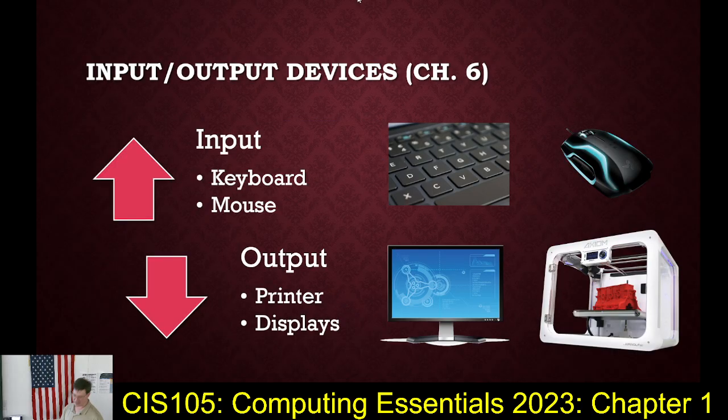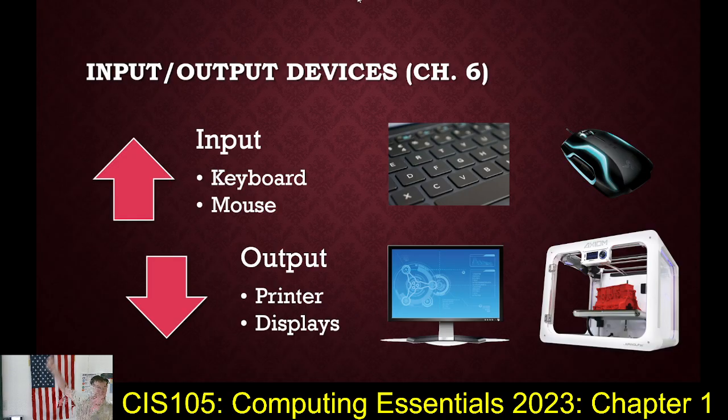I know a lot of you know what input and output devices are. Yes, we're going to have a full chapter on it. Keyboard, mice are examples of input devices. Outputs, printers, like all the printers we have down the hall, 3D printers. Regular printers, I'm going to talk about regular printers, don't worry. Laser, inkjet, I'm going to talk about all that stuff.